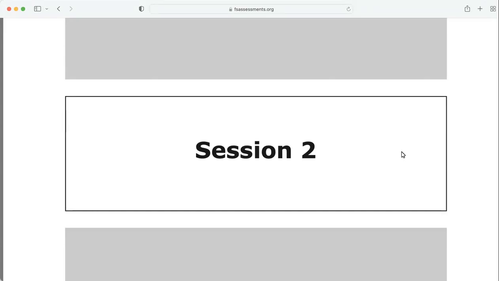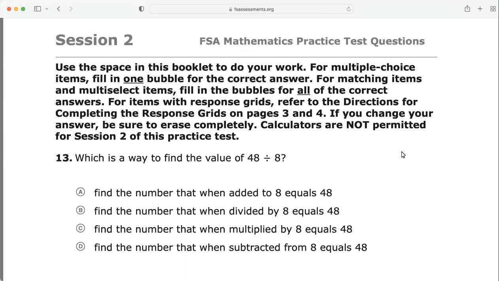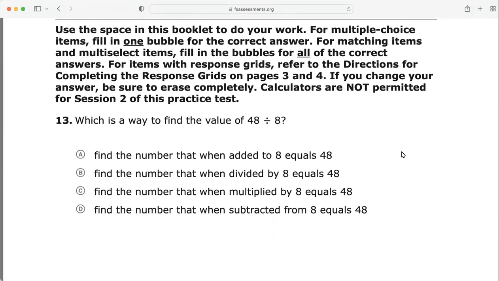It is the second part of a practice FSA test, Florida State Assessment Test for grade 3. This portion of the test you can use a calculator on. Yay! One of my favorite tools is a calculator. So let's get started.